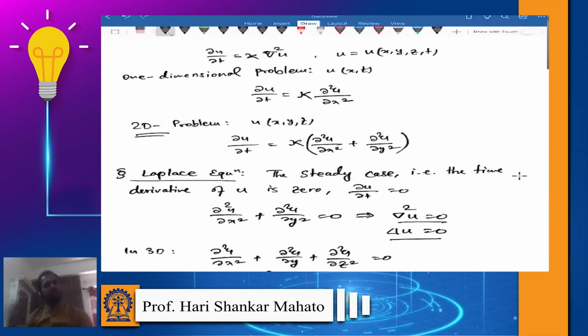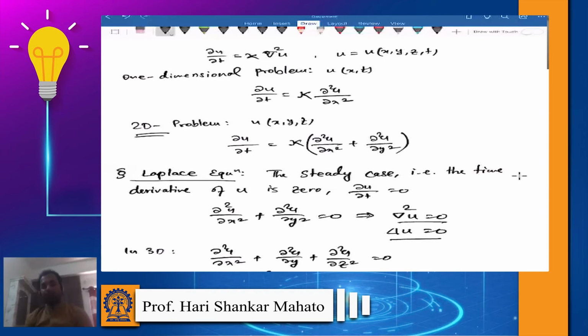Now, the Laplace equation itself has various other varieties, but in general, when we say Laplace equation, we basically mean nabla square u equals to 0. If you are considering a 2D situation, then it will have only partial derivative with respect to x and partial derivative with respect to y. If you consider a three-dimensional situation, then it will have partial derivative with respect to x, y, and z.